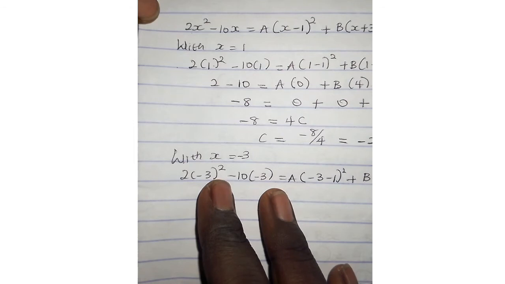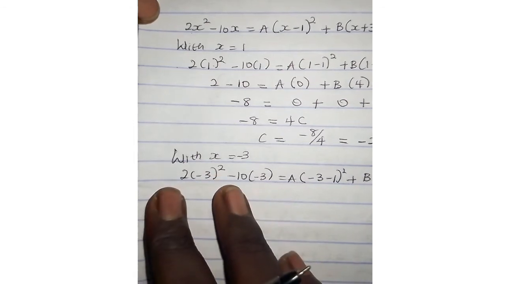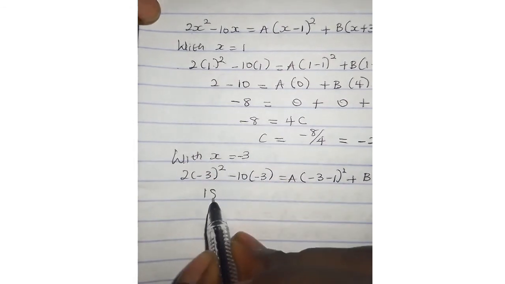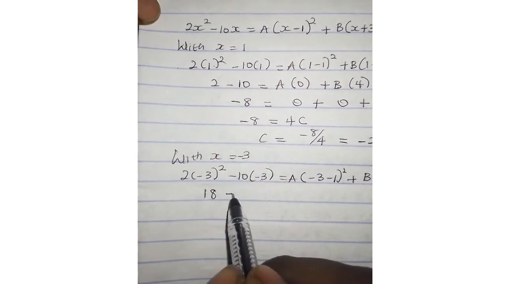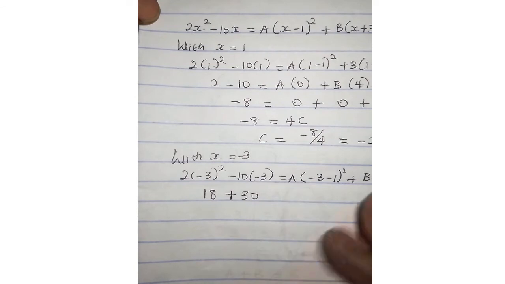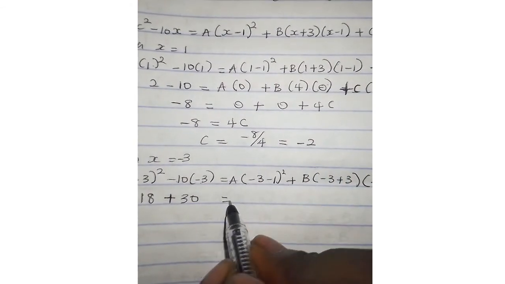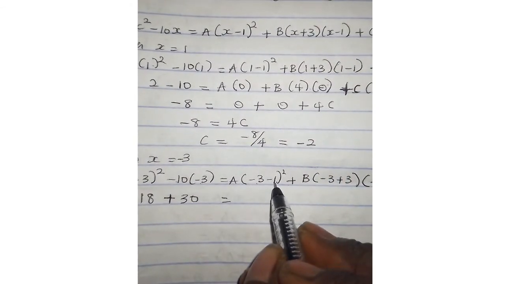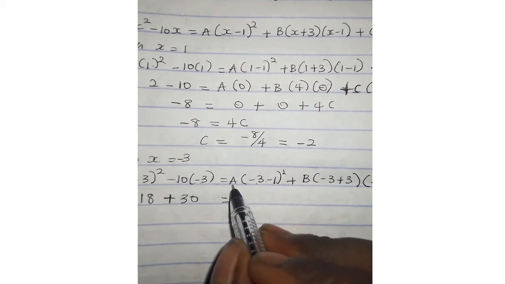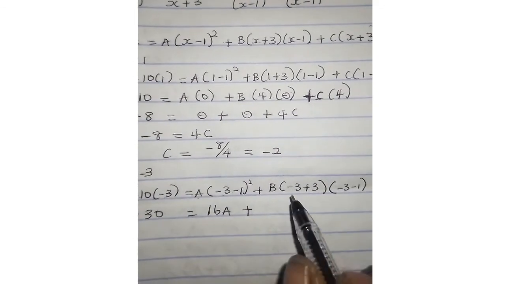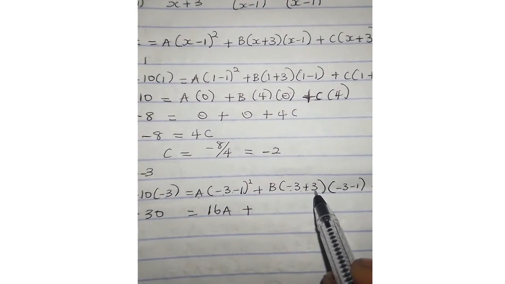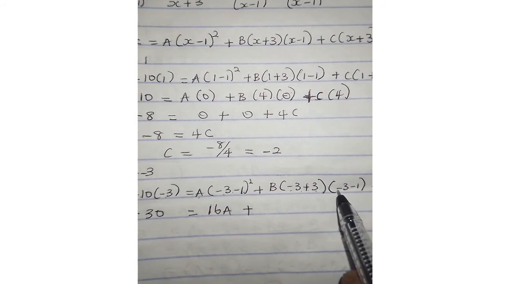9 multiplied by 2, we're going to have 18. Minus 10 multiplied by minus 3 is plus 30. So here we're going to have minus 1 minus 3 is minus 4. Minus 4 all squared is 16. So 16 multiplied by a, we're going to have 16a. Plus minus 3 plus 3 is 0, and 0 multiplied by minus 4 here is 0.